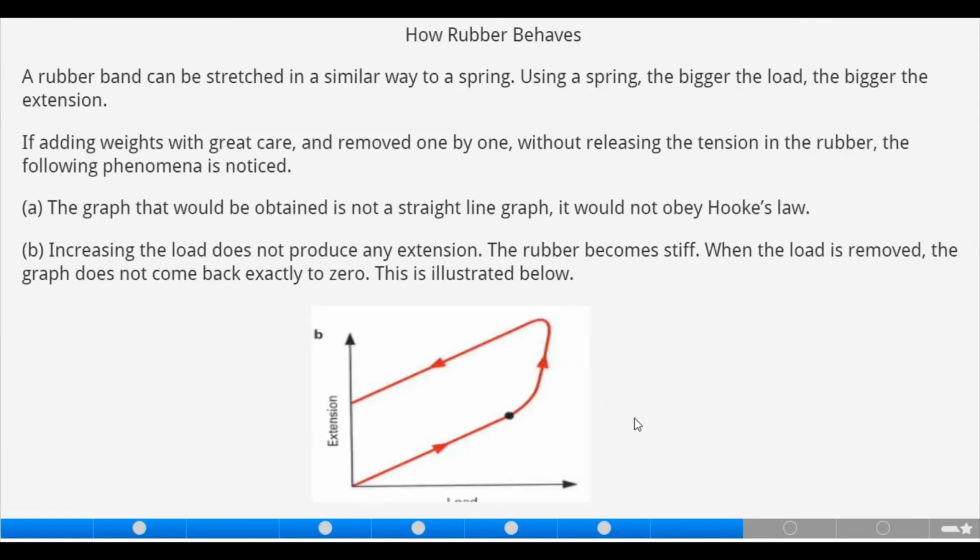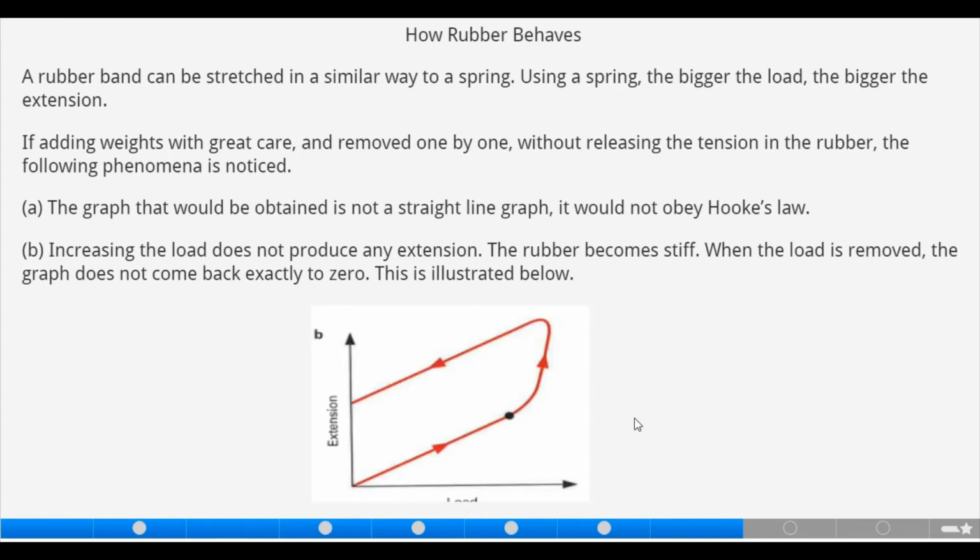So we move on to how rubber behaves. A rubber band can be stretched in a similar way to a spring. Using a spring, the bigger the load, the bigger the extension. If weights are added with great care and removed one by one without releasing the tension in the rubber, the following phenomena are noticed. A. The graph that will be obtained is not a straight line graph. It will not obey Hooke's law.